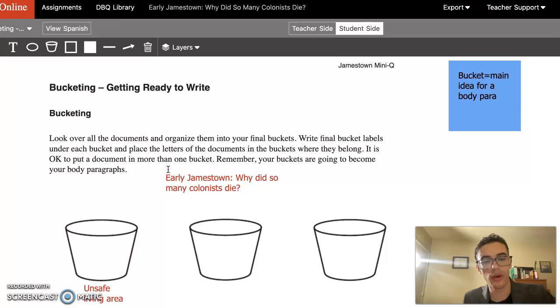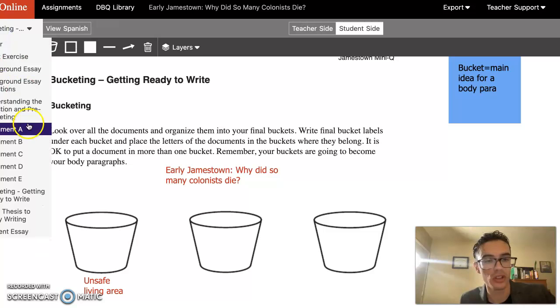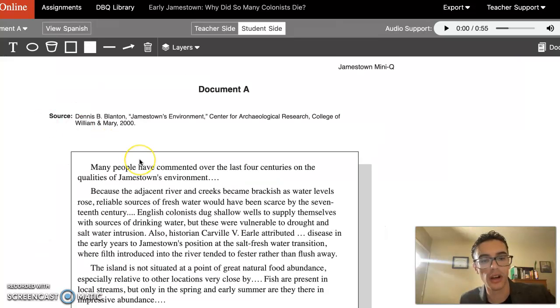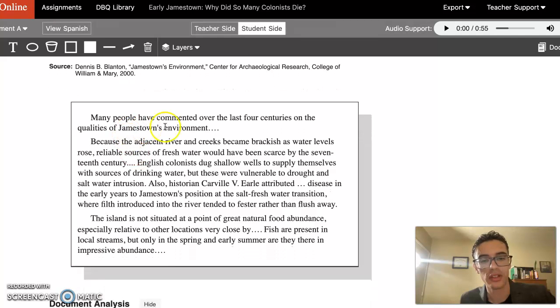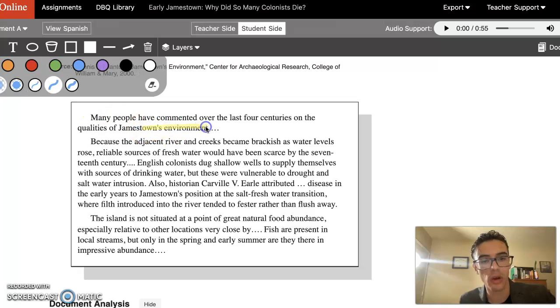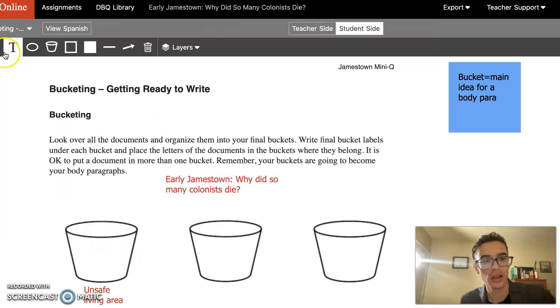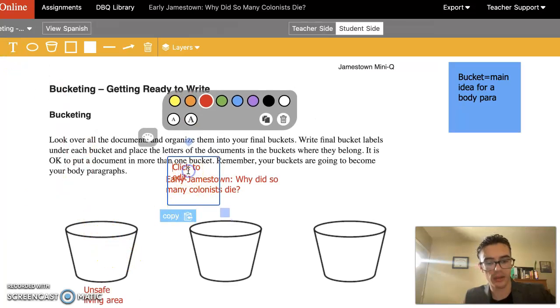And so what I'm going to do now is look for any examples of documents that are about unsafe living conditions. So let's jump here to document A. Does this say anything about the living conditions? Well, I'm going to use my highlighter. Oh, look at that. It talks about the qualities of Jamestown's environment. So I'm going to jump down to the buckets, and I'm going to put document A.